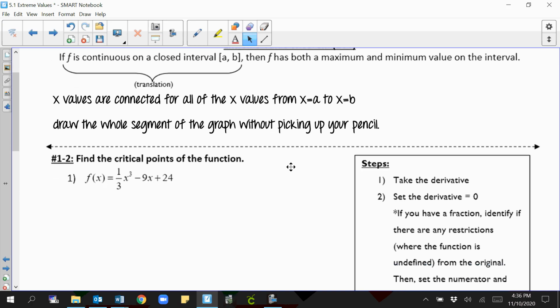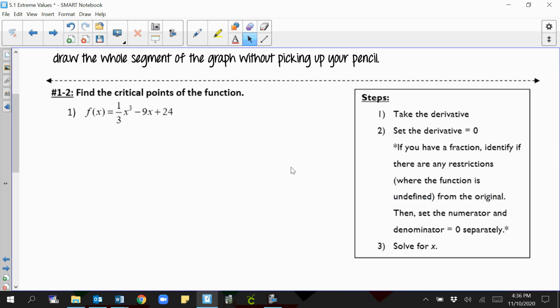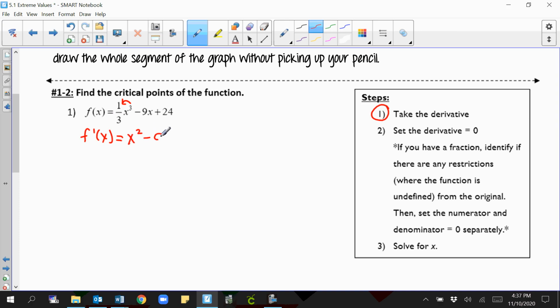Okay, so let's talk about how to find our critical points, and then we're going to talk about how we can find whether or not those critical points are the maximum and the minimum. So, step 1 is take the derivative. So let's do step 1 over here. I'm going to do f prime of x is equal to, that 3 comes down times the 1/3, so it's going to cancel out, and I'm going to have x squared minus 9, and then the derivative of 24 is just 0. So there's my derivative.